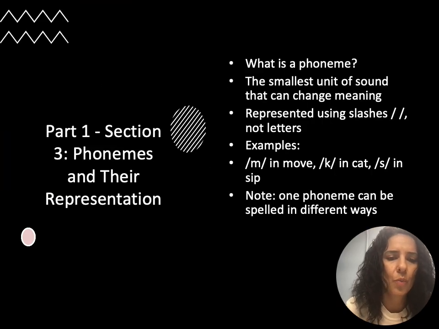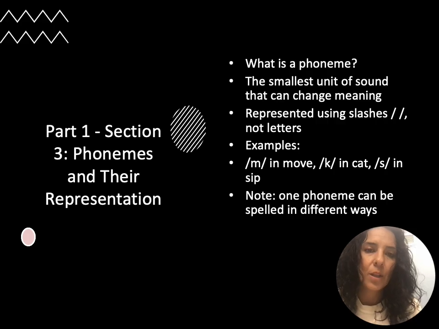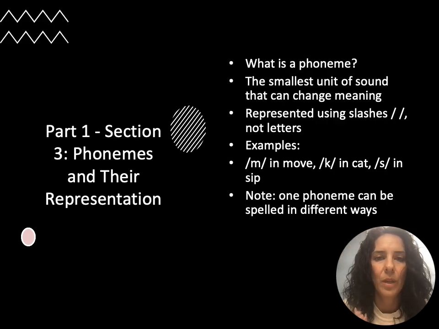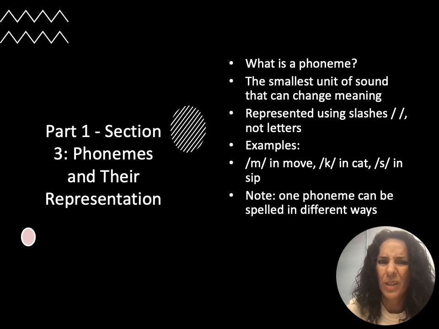Now let's go to part 1, section 3, which is phonemes and their representation. What is a phoneme? A phoneme is the smallest unit of sound in a language that can distinguish meaning between words. Each phoneme can have multiple allophones. And what is an allophone? An allophone is a variation of a phoneme that occurs in specific contexts but does not change the meaning of the word. In other words, it's a different way of pronouncing the same sound depending on its position in a word or the sounds around it.